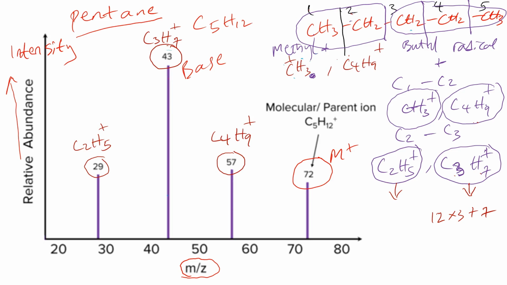Now the reason is this. Remember, in terms of stability, a tertiary carbocation is more stable than a secondary carbocation, which is more stable than a primary carbocation, and a primary carbocation is more stable than a methyl cation.